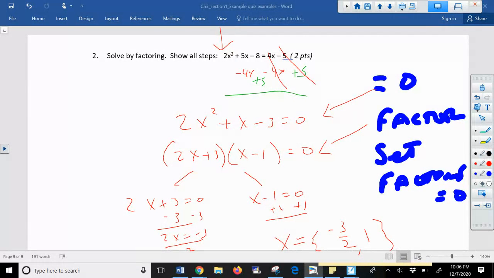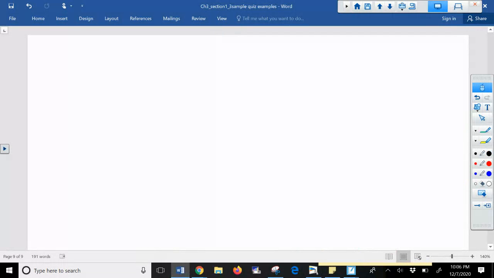So let me give you another one to try on your own. Please try this one, solve by factoring. Pause the video now and solve by factoring.